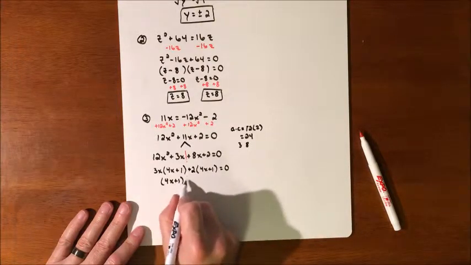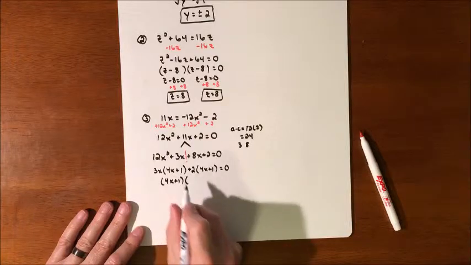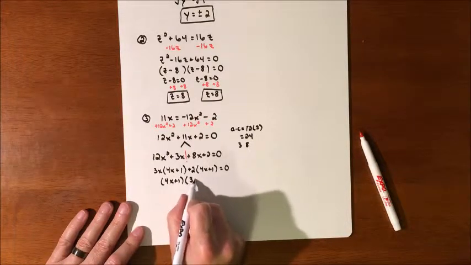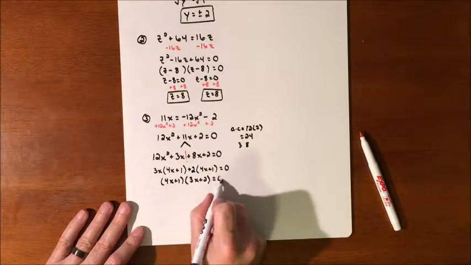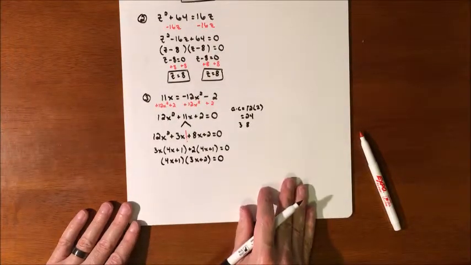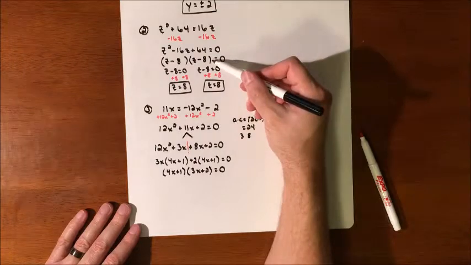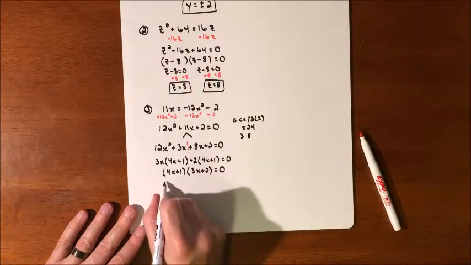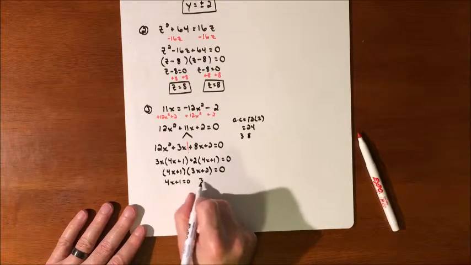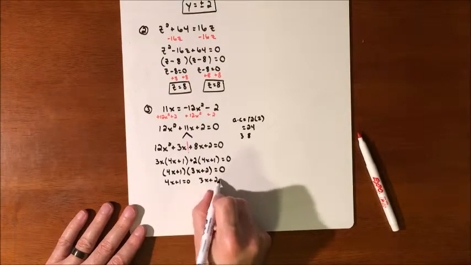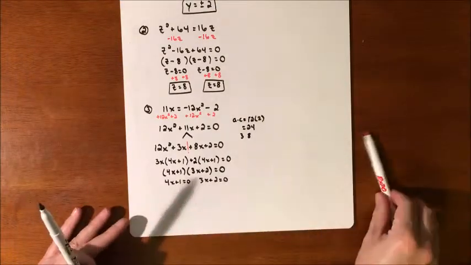4x plus 1. And we could factor 4x plus 1 out. That would leave us with a 3x plus 2 equals 0. Okay, now once we have our factors, just like number 2, we're going to set our factors equal to 0. So 4x plus 1 equals 0, 3x plus 2 equals 0, and we'll solve each one.